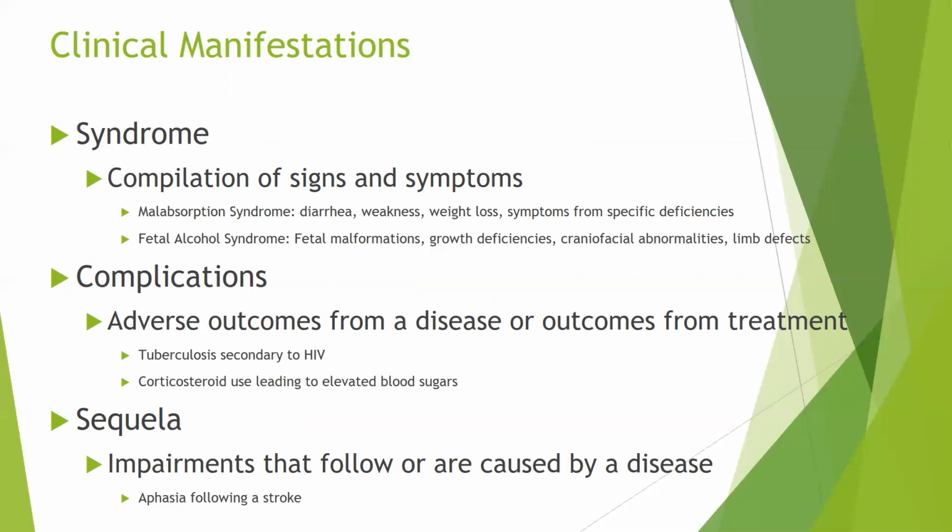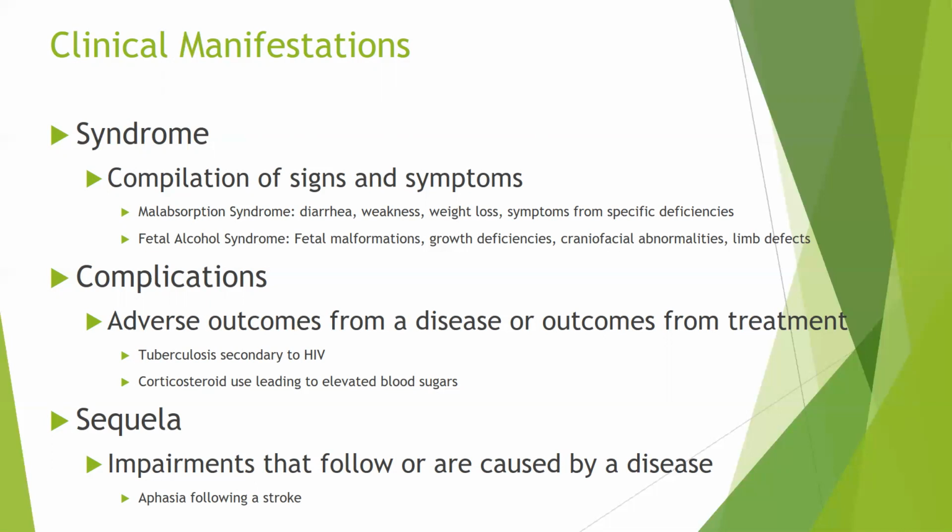Complications are adverse outcomes from a disease or outcomes from a treatment. Here we have that broken down specifically. Tuberculosis may be a result of HIV infection. Due to the body being immunocompromised, they are going to be more susceptible to those types of disease processes or infections. And the use of corticosteroids in treating certain conditions can ultimately lead to elevated blood sugars, mood changes, and weight gain. So those would be some adverse outcomes either from a disease process or from treatment mechanisms.